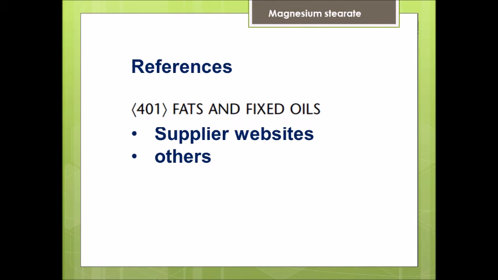The references are definitely USP chapter 401. There's a supplier's website, one of them was Agilent, and maybe there are many other publications on magnesium stearate. I only talked about two of them, and the first one was my favorite, the GC method that I always use, and ELSD is kind of handy and this is quite nice.